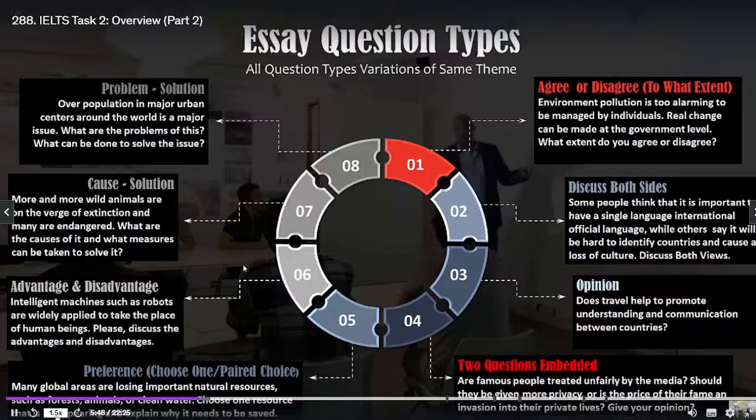Now, the good thing for you is that I teach one method, one strategy to address all of the questions. There's no separate writing strategy or writing structure for a problem solution question. They all are going to use the same structure, the same strategy.